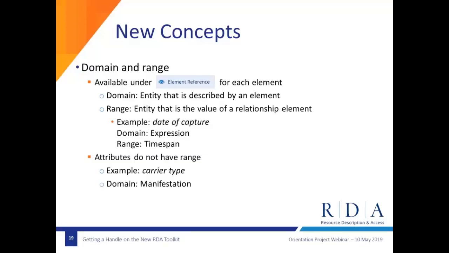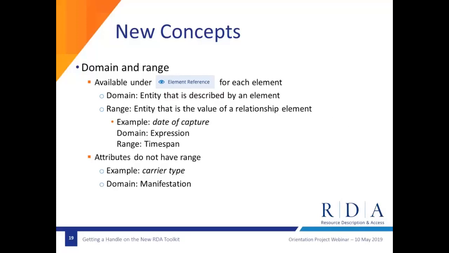Another new concept is adding and being explicit in the toolkit about domain and range. This is available under the element reference button that all of the element pages have. If you just click on that little eye icon, you will get an opening of that entire display. Included in that are the domain, which is the entity that is described by an element, and the range, the entity that's the value of a relationship element. So for date of capture, the domain is expression, and the range is time span.